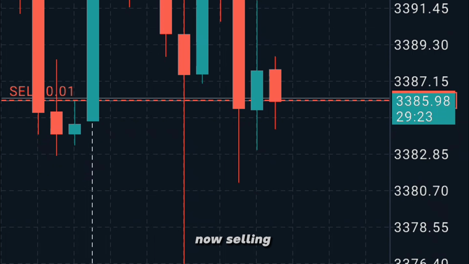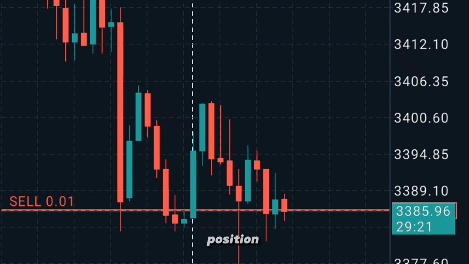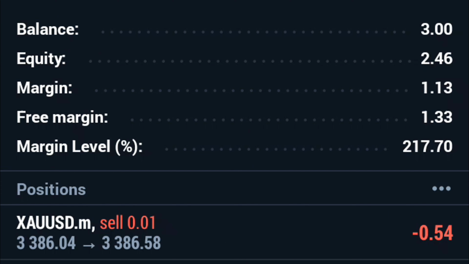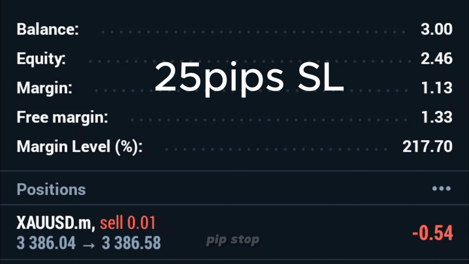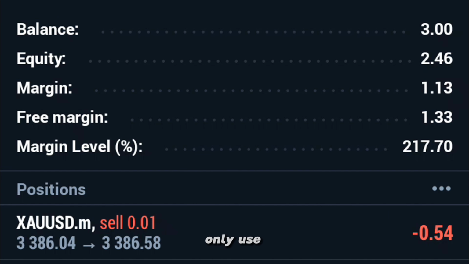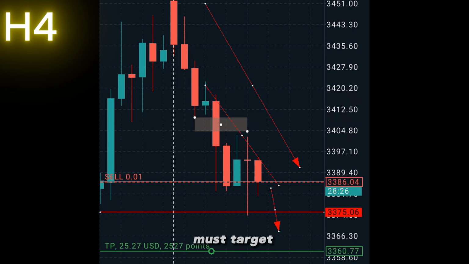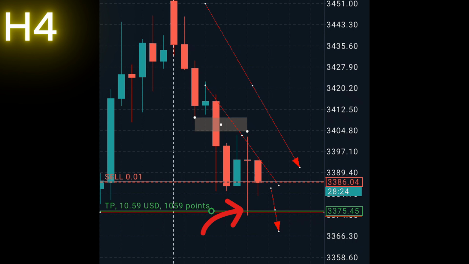I am now selling gold with only one position. You see, this is a very small account, and therefore it can only survive a 25 pip stop loss, so I only use 0.01 lots. On the 4-hour time frame, gold is downtrending, and therefore must target these lower wicks down here.